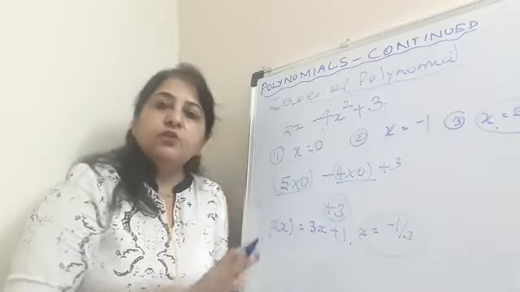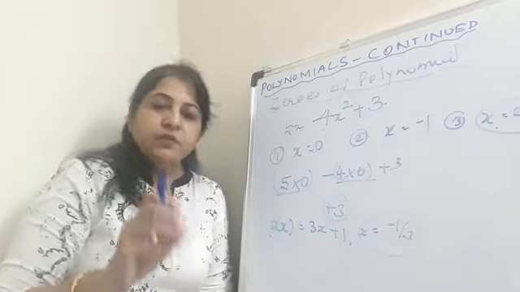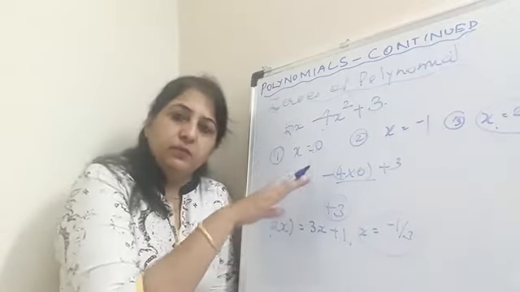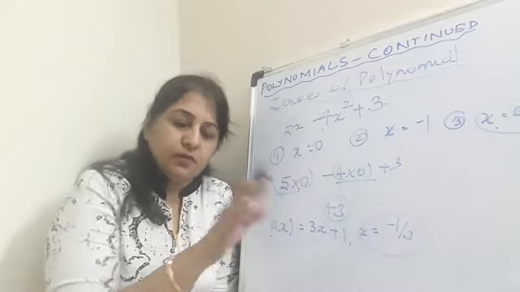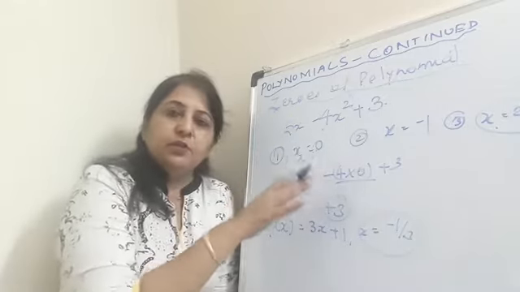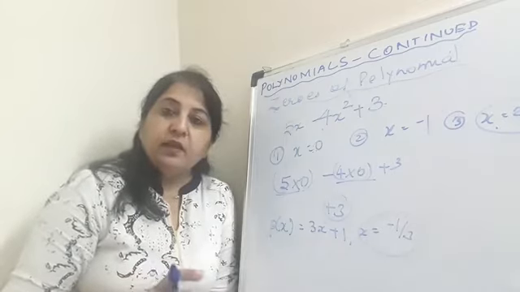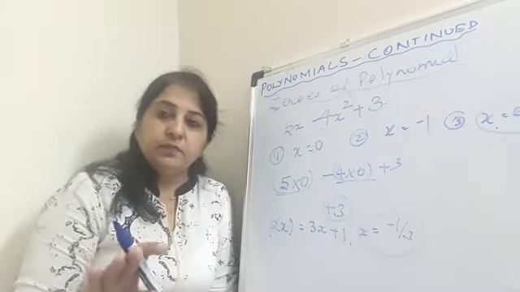So zeros of the polynomial means that particular value of the variable which, when substituted in the given polynomial, gives you the answer 0. So based on this explanation today, you are going to complete exercise 2.2 and ask me all your doubts and queries.